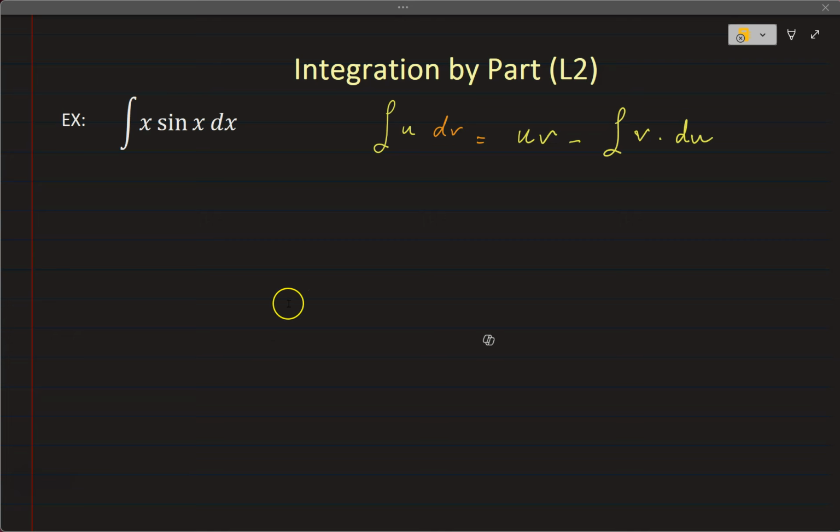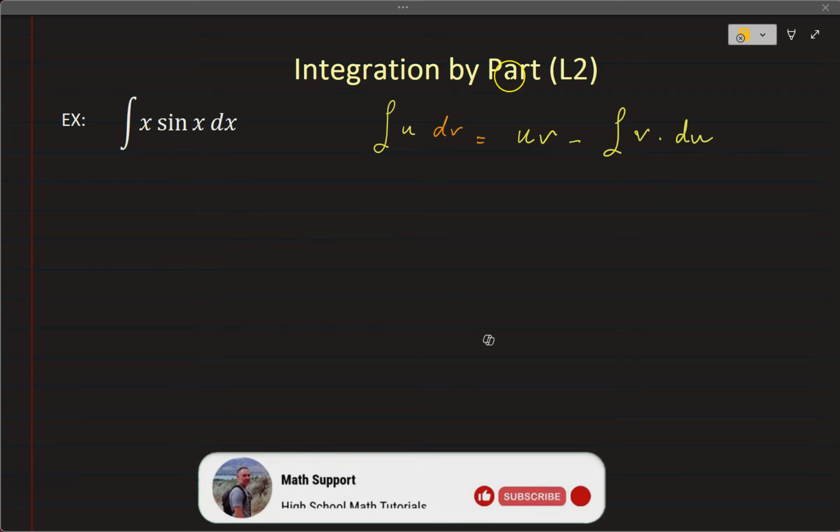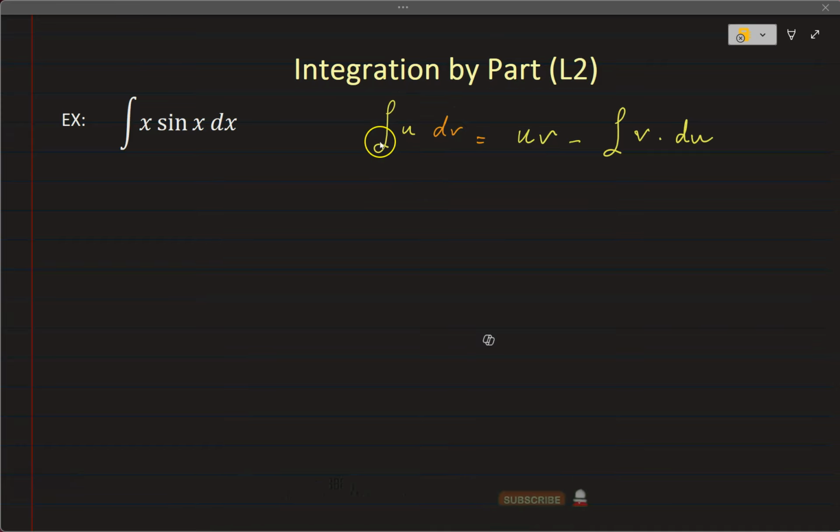Let's get into it. All right, here it is. We're going to find the integral of x sine x dx. We're going to use integration by parts. And as a reminder, the last lesson, the integration by parts rule was that the integral of u dv is equal to uv minus the integral of v du. Now in this one, very simply, we have to decide which is u and which is dv. And remember, you always want to make it simpler, not harder.